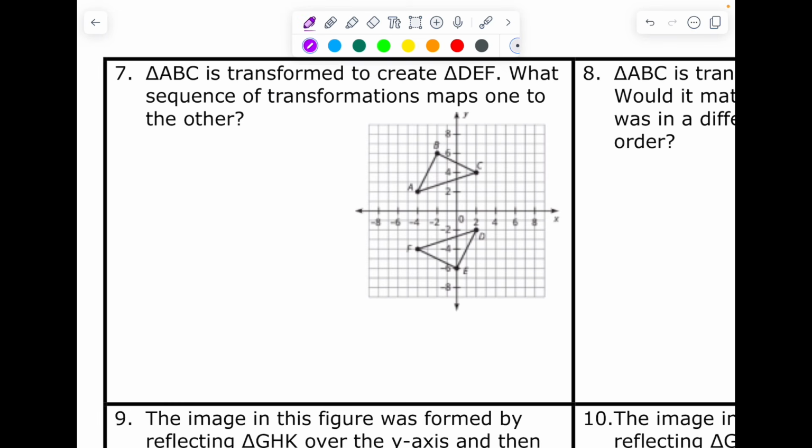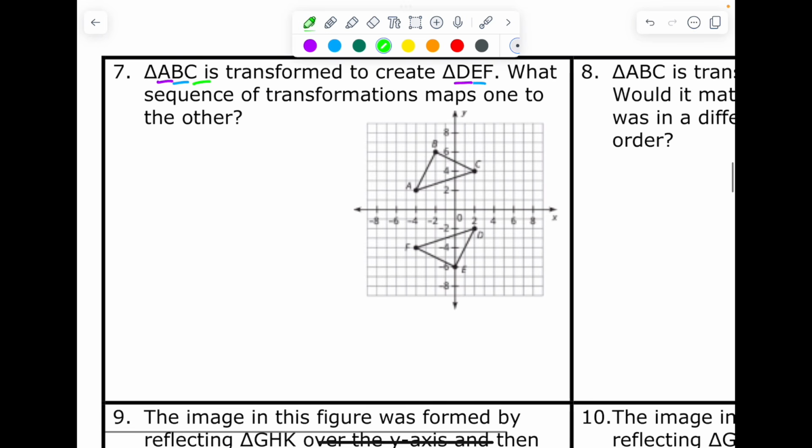We see here that A is supposed to match with D, B with E, and then C with F. So keep that in mind. Let me highlight that. Will this help? I don't know. We're just trying stuff to see if that'll help us keep track of everything. As always, I'm going to outline the original. And again, you can use patty paper to do this if you are working on paper.